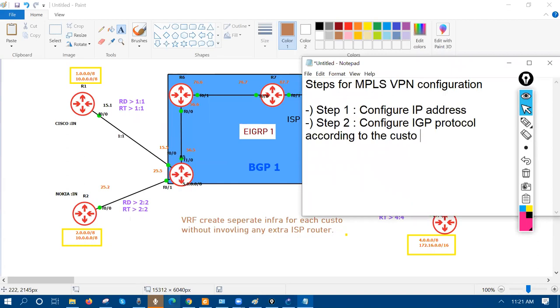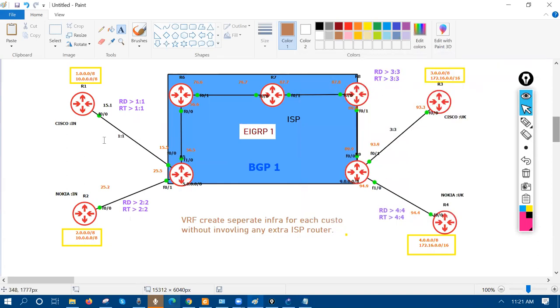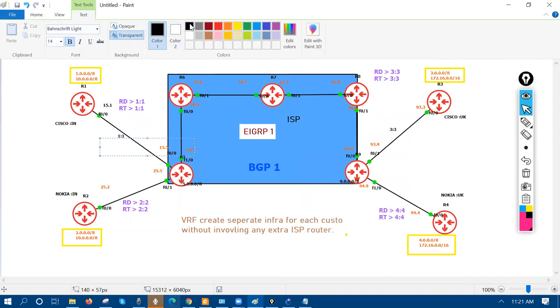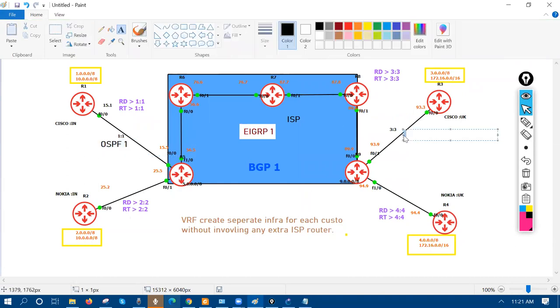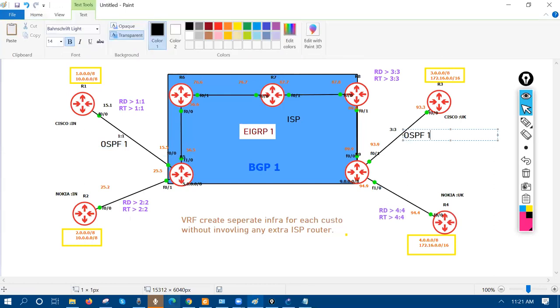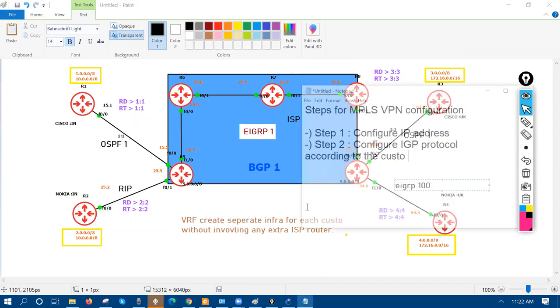Customer side. So for example, I'm just going to assume that this person is going to run OSPF 1. Same way, this guy is going to run OSPF number 2 or maybe 1. This guy is going to run RIP, and this guy is going to run EIGRP 100. Different customers, different routing protocols are going to be enabled. Now, what is step number 1 we have? Configure the IP address.